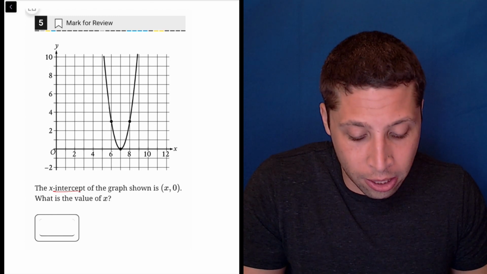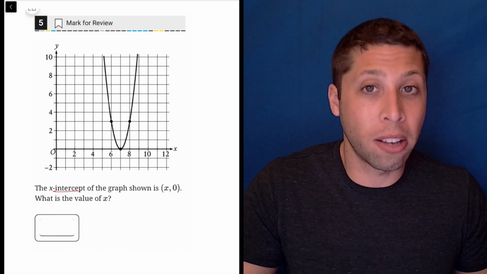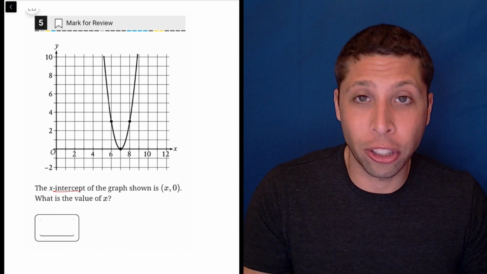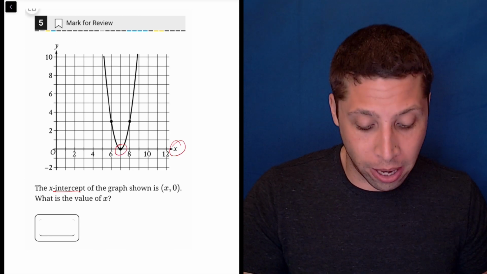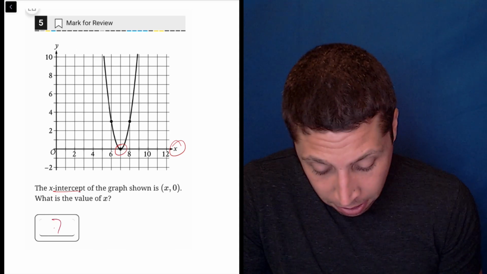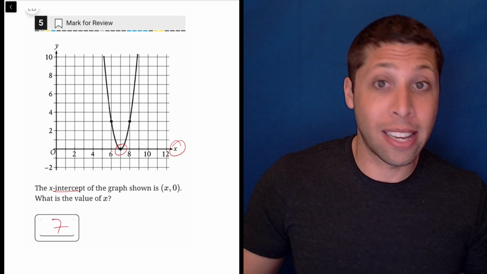Literally just look. In this case, where does it cross the x-axis? That's by definition what an intercept is. So where does it cross the x-axis? At this point, and that's clearly 7, right? Between 6 and 8. So that's it. That's the whole thing.